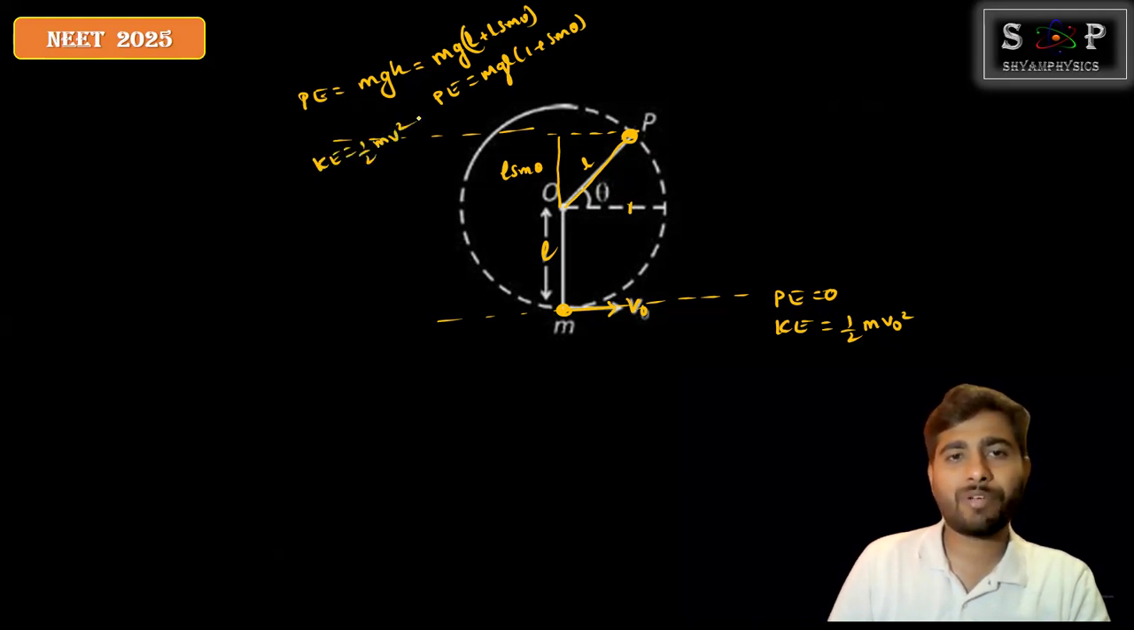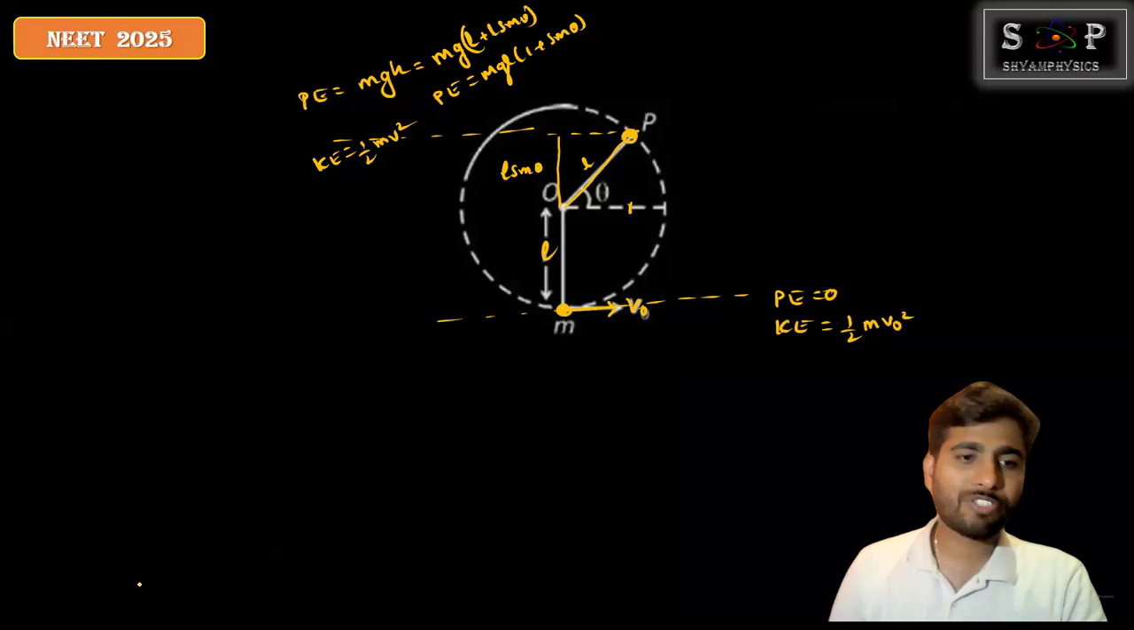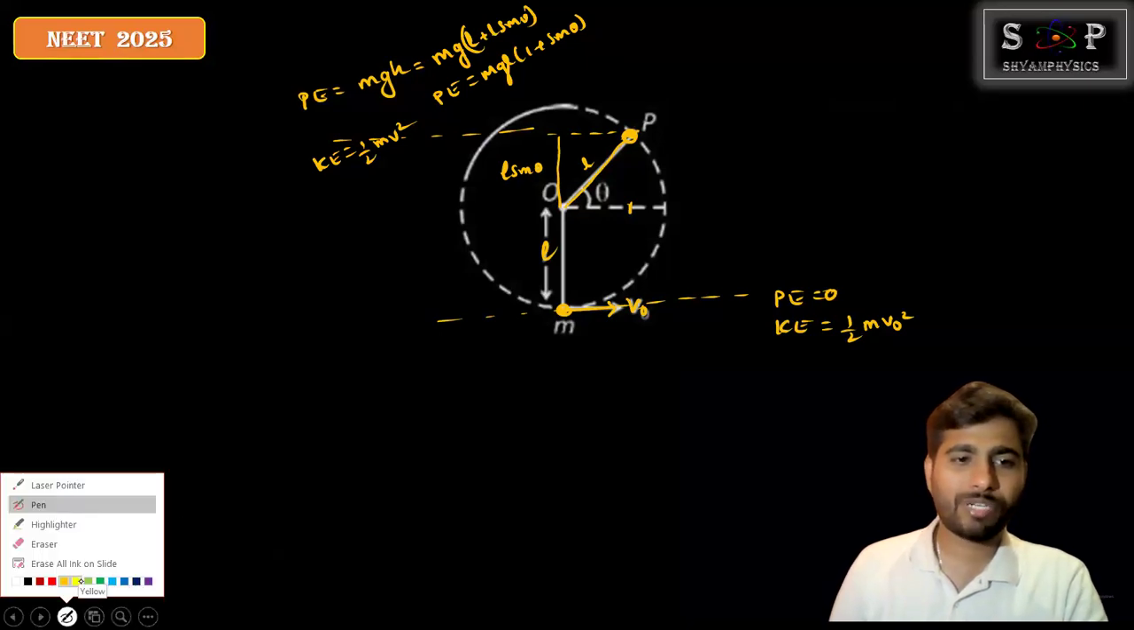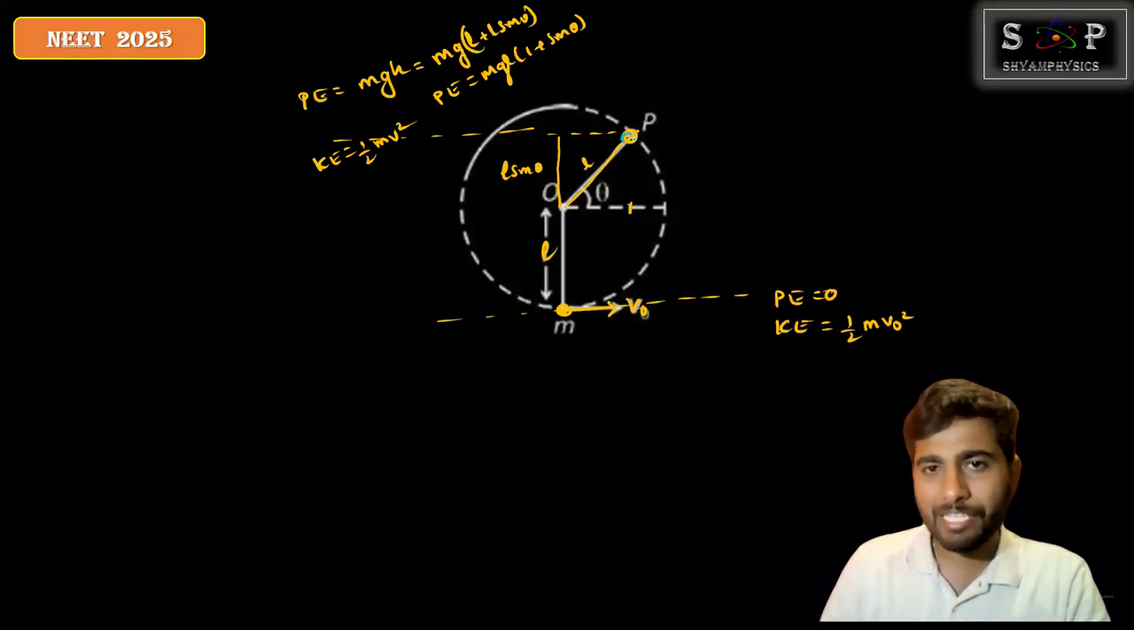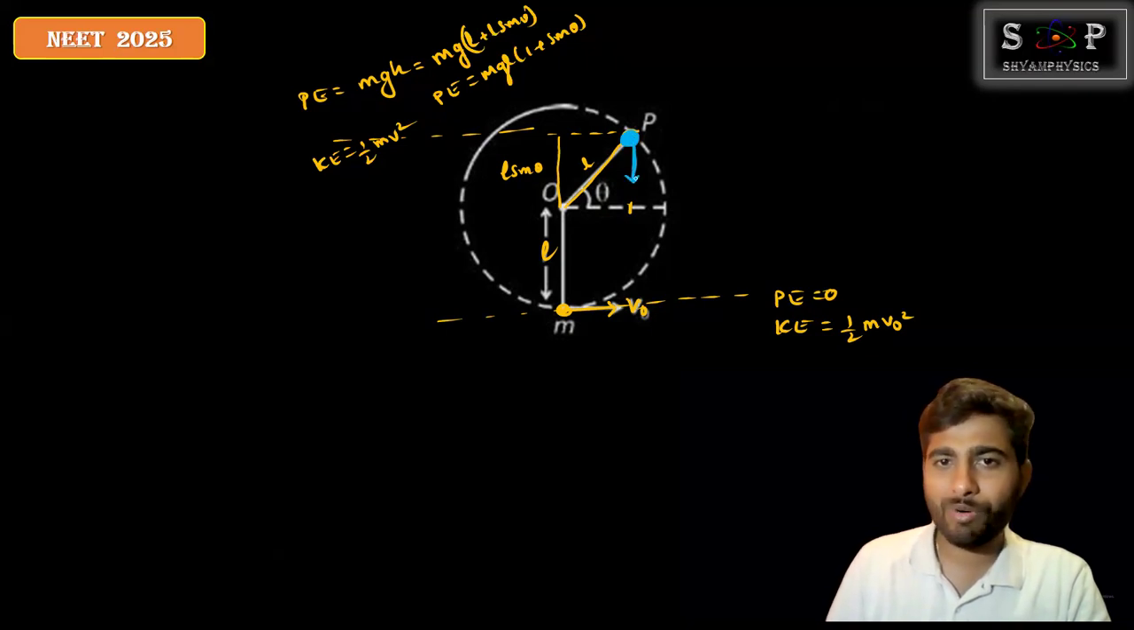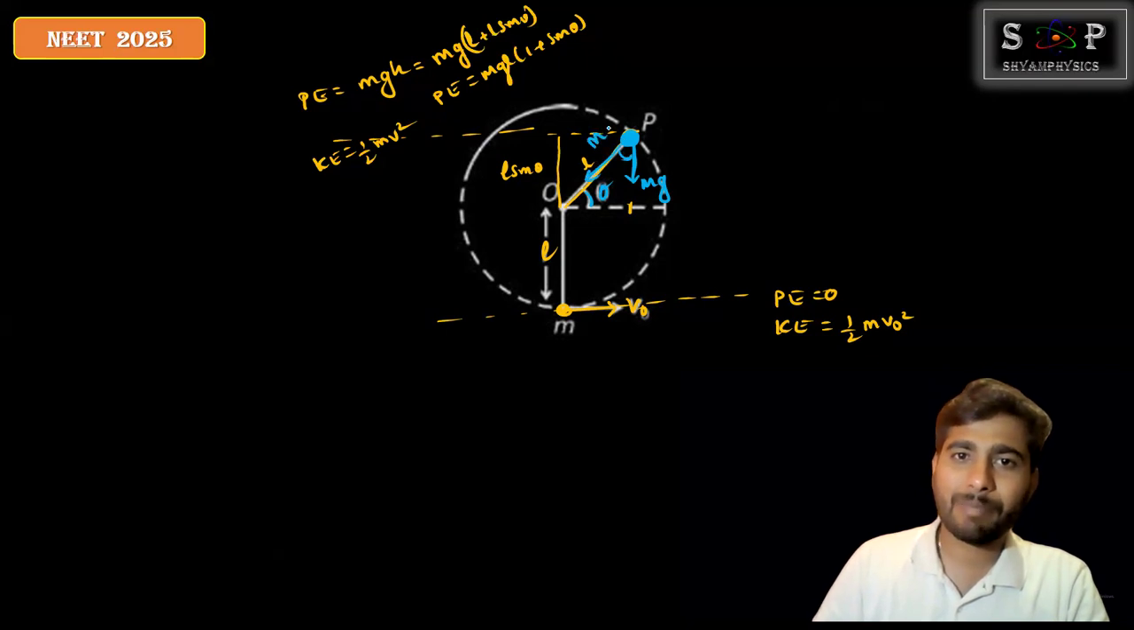Next, very important, so that we can equate everything. At this point, the ball is losing contact. Its weight acts downward, so the weight will be mg here. This is theta, this is 90 minus theta, so in this direction it is mg sin theta. It is balanced in this direction by mv square by L.